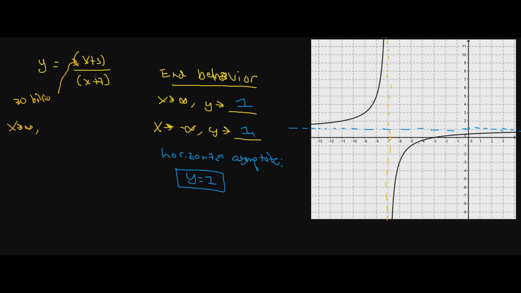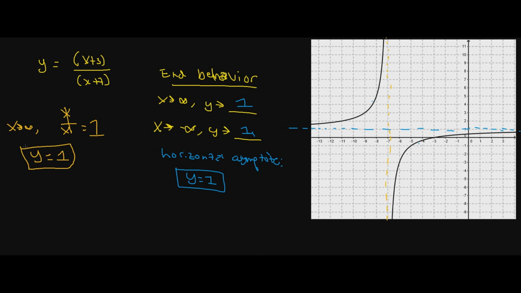So when we're looking for horizontal asymptotes, we're plugging in such big numbers that these plus 3 and plus 7 become insignificant. So we just focus on the degree, the highest number of x's on the numerator and denominator. So this is just the same thing as x divided by x, and x divided by x cancels out to just give you 1. This is why our horizontal asymptote is at y equals 1.